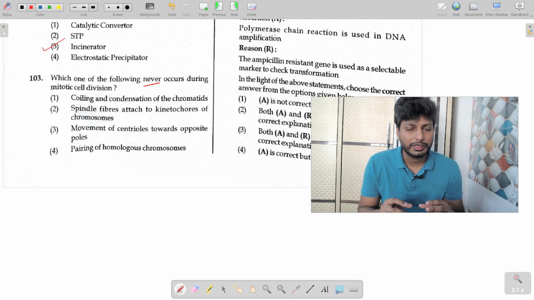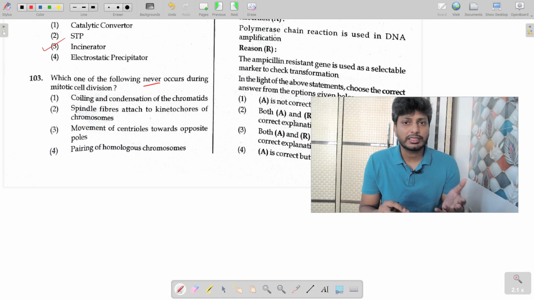Third option, movement of centrioles towards opposite poles. Just now we said, yes, it occurs. As far as plants are concerned, centrioles are present and they will move towards the opposite poles. Animals, no centrioles, right? But let us see. Sometimes in such questions you have to assume what the examiner wants to say. It can't be very straightforward, right? So let's see what the fourth option is, and then we will decide which is the most correct option. Always remember, you have to go with the most correct answer.